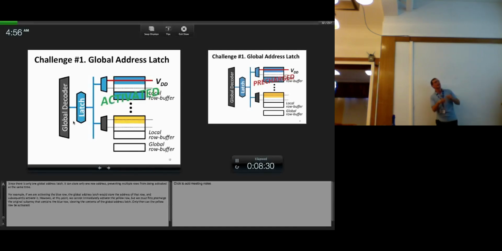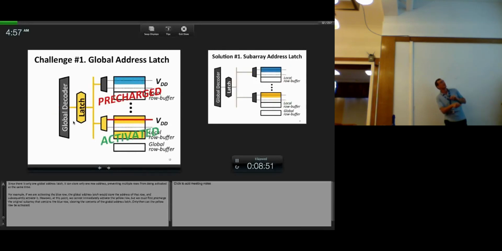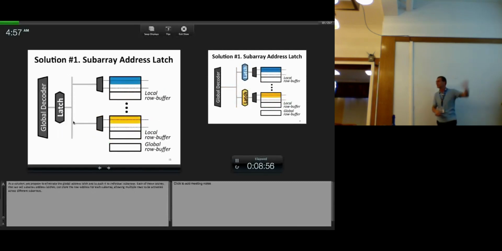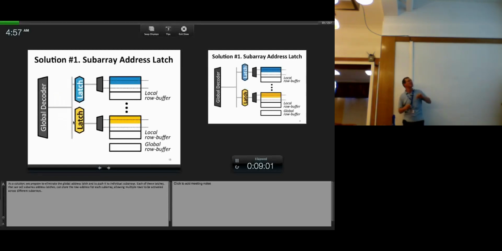And you can do a read after that, which brings the data through the global row buffer and out of the chip. Now, if you want to do a read to the yellow one now, you have to precharge this subarray, precharge the entire bank, which basically gets rid of the address in the latch. And now you can send the new address to a different row, which latches the decoded address. And then you can actually activate this yellow row, and then you can do the read. So that's the cause of the serialization. Well, if you actually get rid of this shared latch and push it into the subarrays, so after you decode the address, you keep it in a latch that's specific to the subarray.